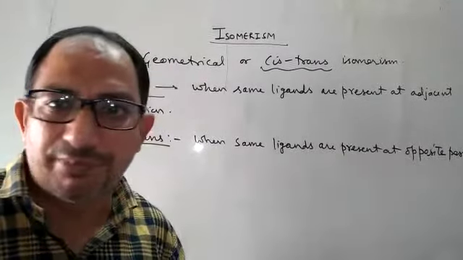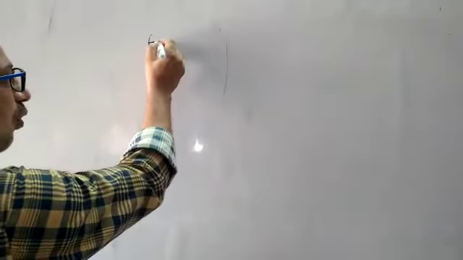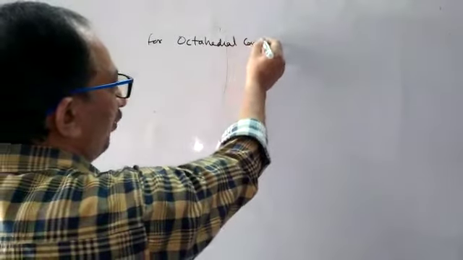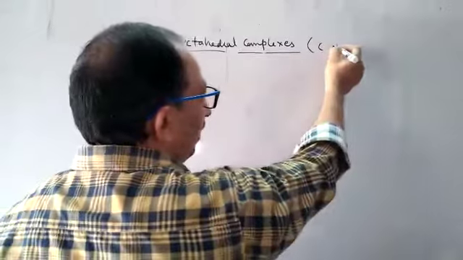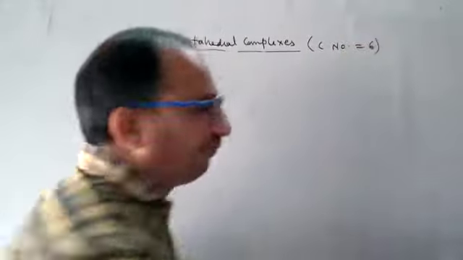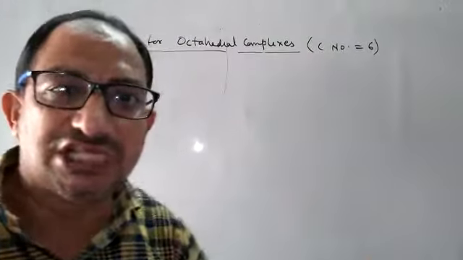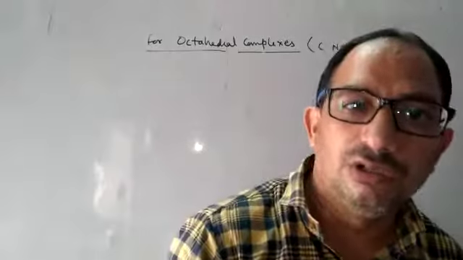Now we will see examples of how these are possible in octahedral complexes. How will we identify that it is an octahedral complex? The identification is the coordination number. For octahedral complexes, the coordination number is always 6. That is, if 6 ligands are present, then we are talking about octahedral complexes.